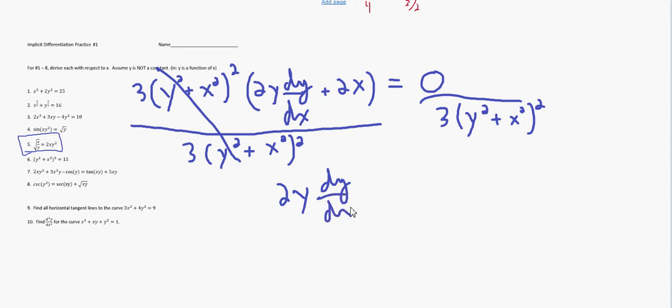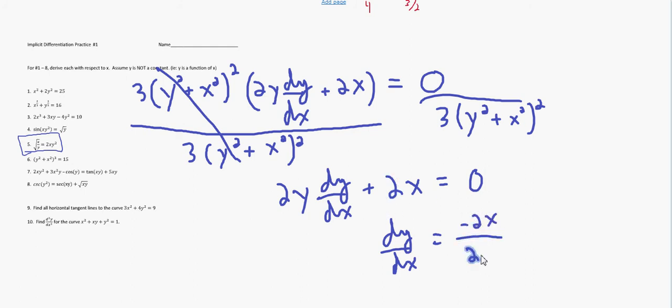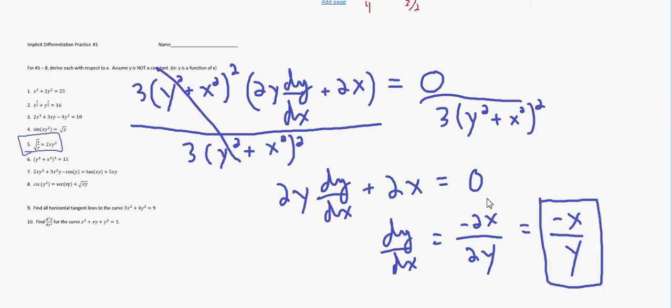So we could have multiplied it all out. There's nothing wrong with that, but since I'm a lazy man, I don't want to do that. And now we have dy/dx is equal to negative 2x over 2y, which is just negative x over y. If you multiplied it all out, you probably have something that looks a whole lot more complicated, but it probably simplifies down to this or something very similar to it. All right.